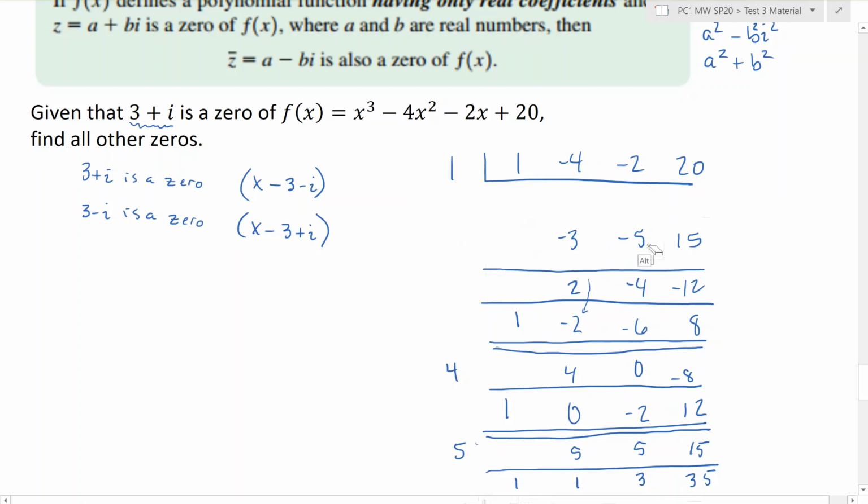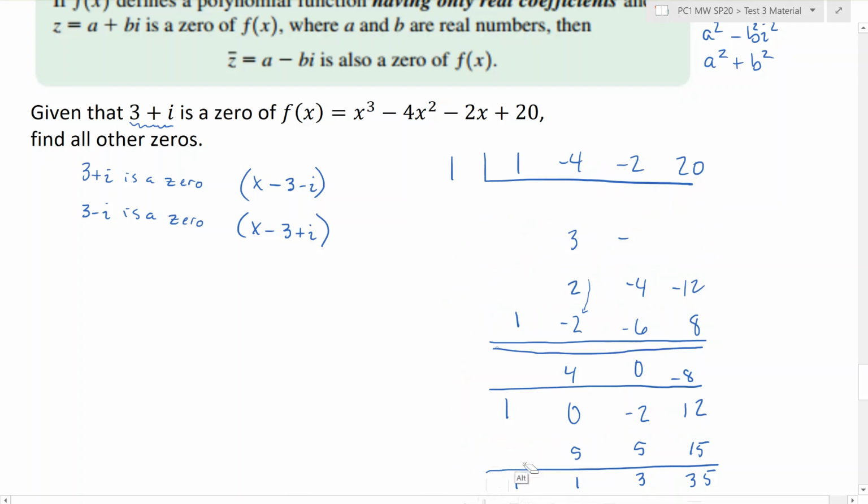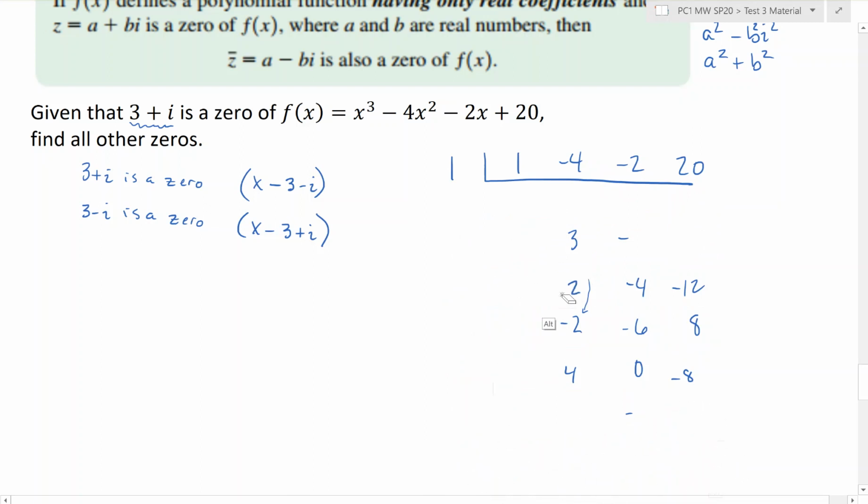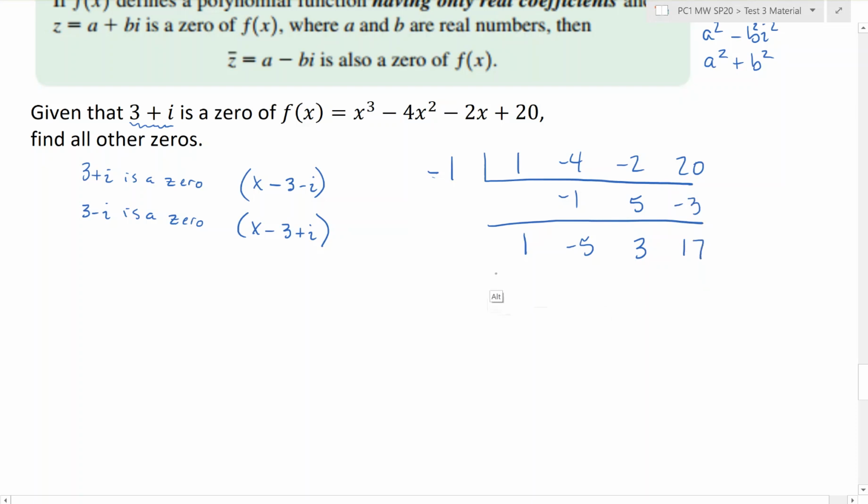So let's go ahead and try some of the negative numbers. So where this goes, you can see here we're going to be doing synthetic division quite a lot. So you want to be pretty efficient at it. All right, let's try a -1 now. So 1, -1, -5, 5, 3, -3, 17, and that doesn't work.